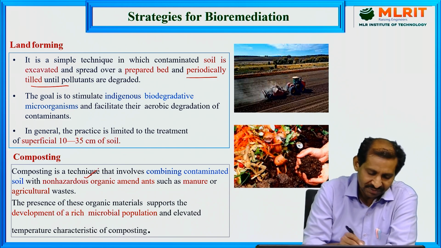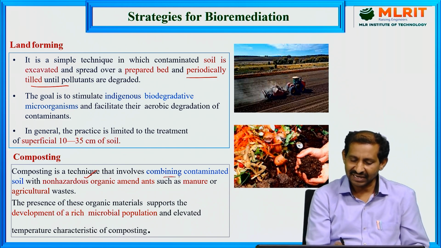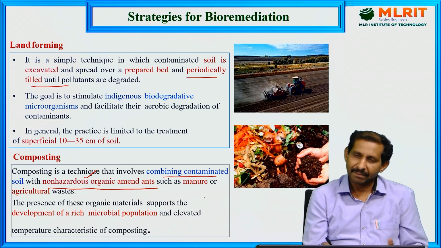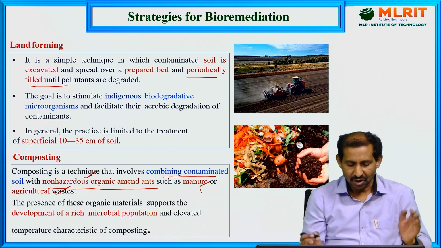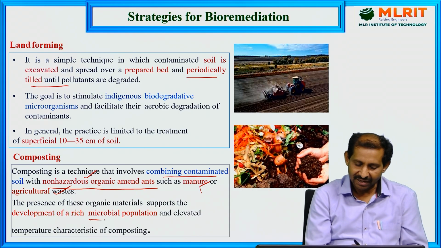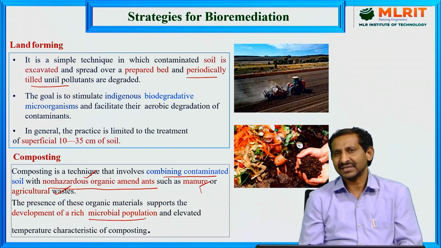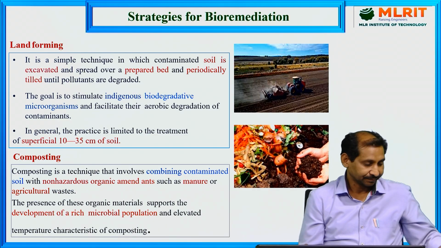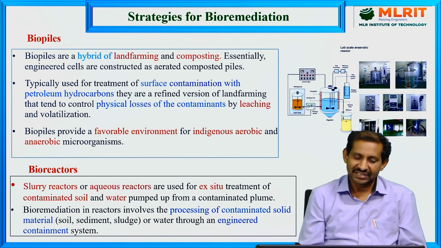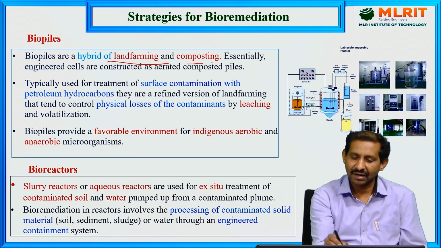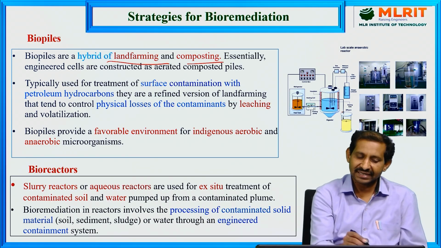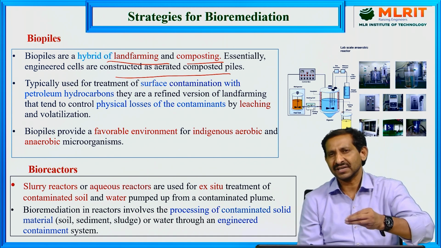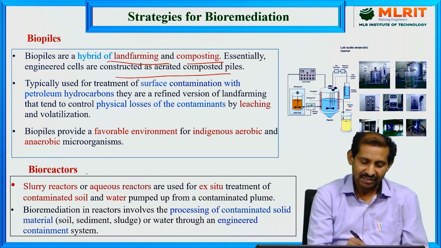Composting is a technique that involves combining the contaminated soil with a non-hazardous organic material like manure or agricultural waste. Once that is added, the microbial population increases. That is converted to composting. Biopiles are a hybrid of land farming and composting. Here, engineered cells are constructed as aerated composted piles, where more oxygen is introduced.